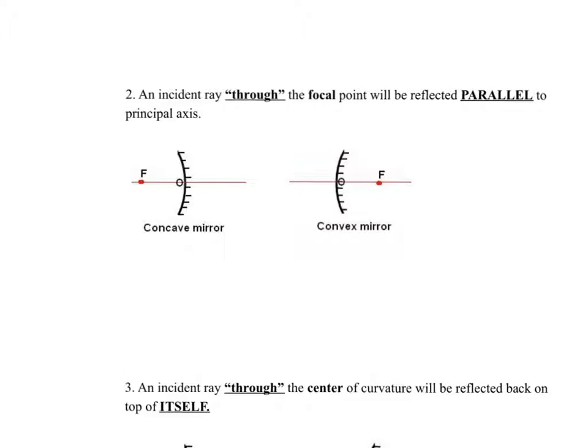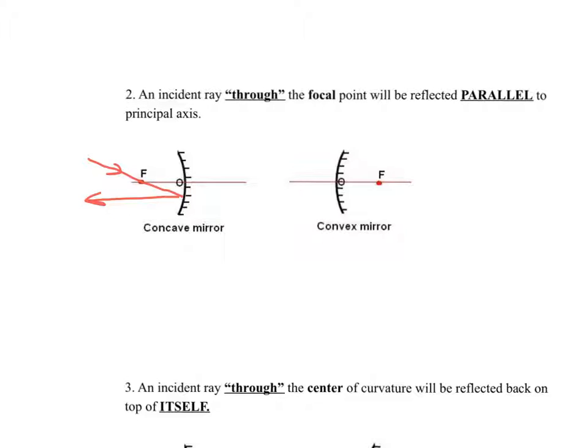All right, rule number 2 is really just the converse, or the reverse, of rule number 1. And that is a ray of light coming in through the focal point. Here's a ray of light coming in through the focal point, hits the mirror, reflects such that it comes back parallel to the principal axis.